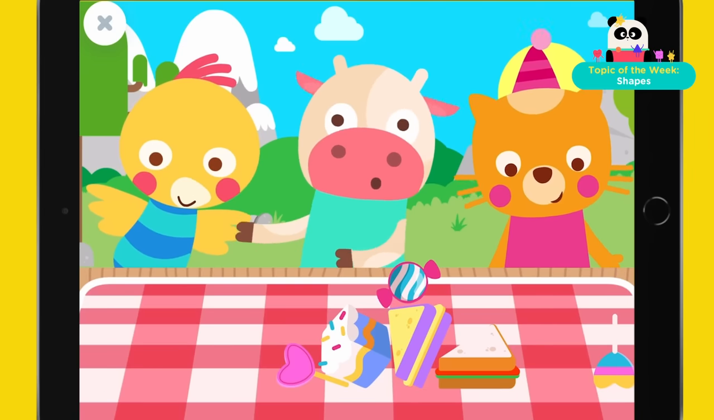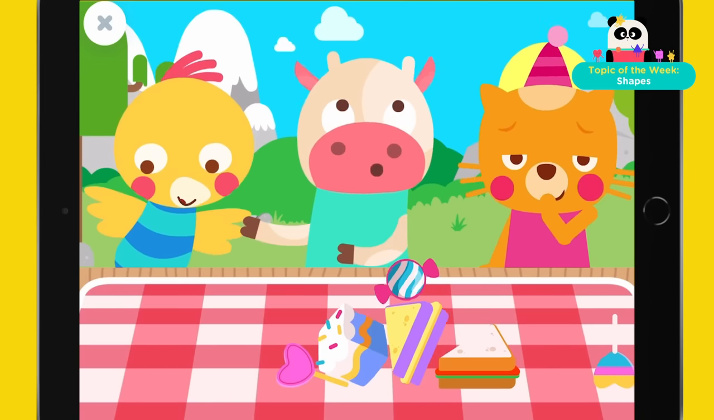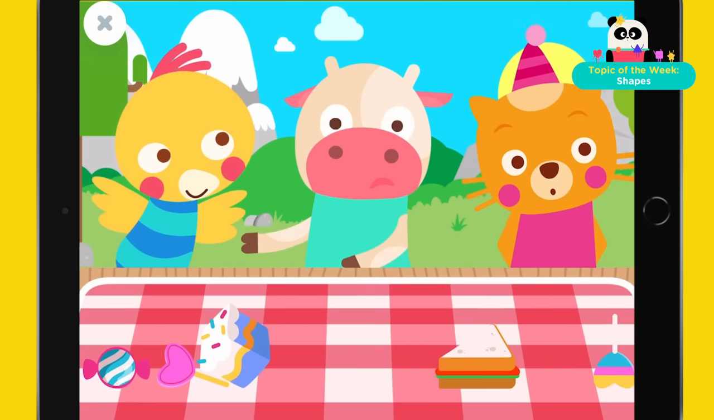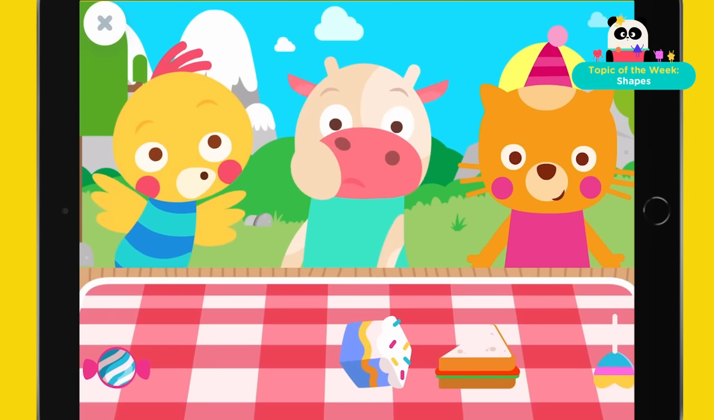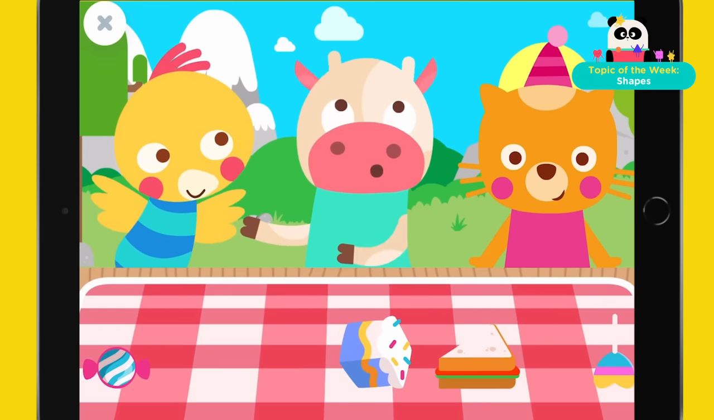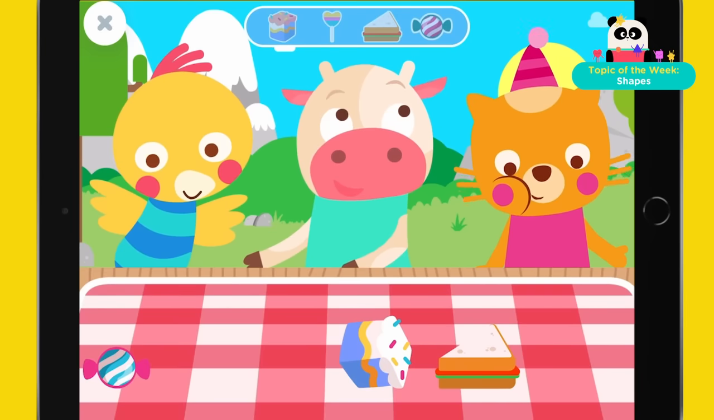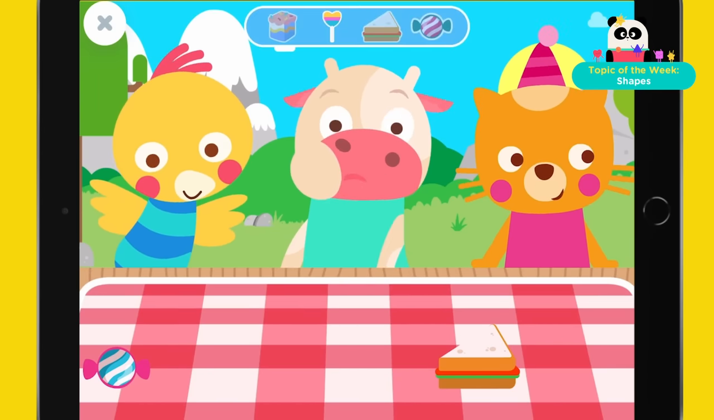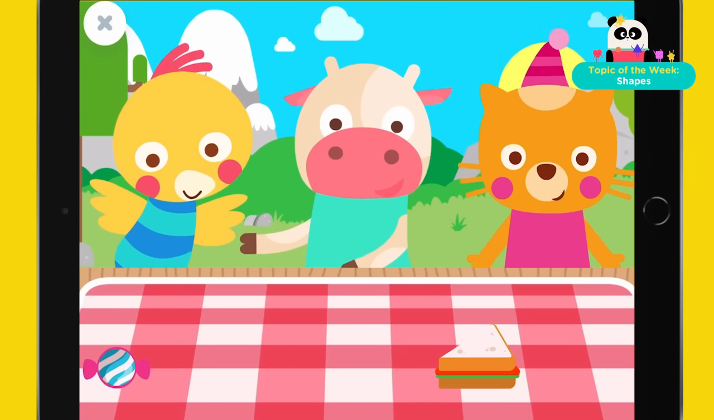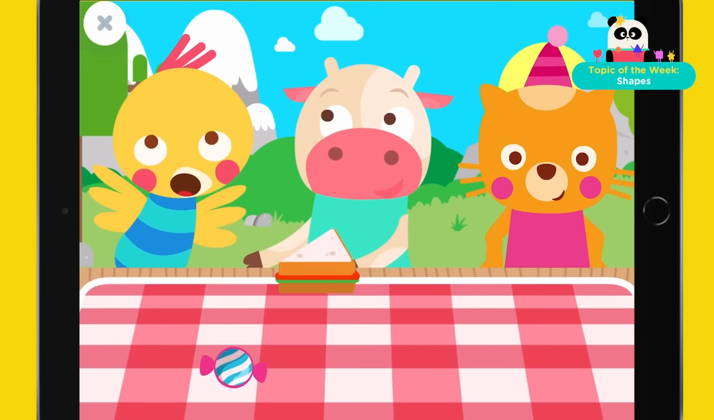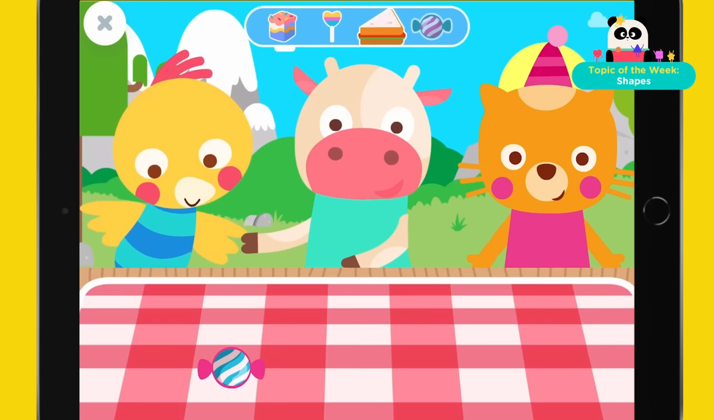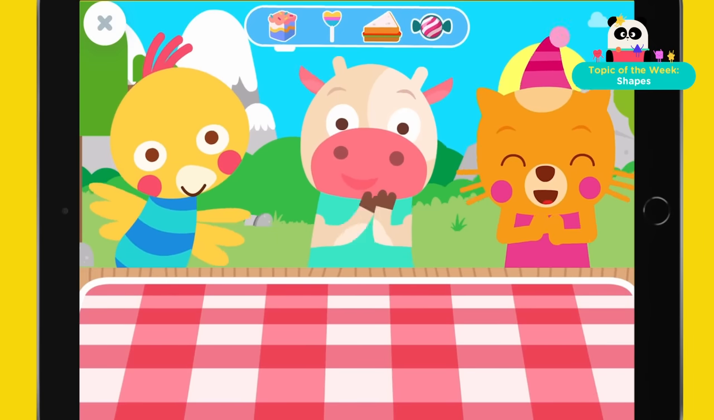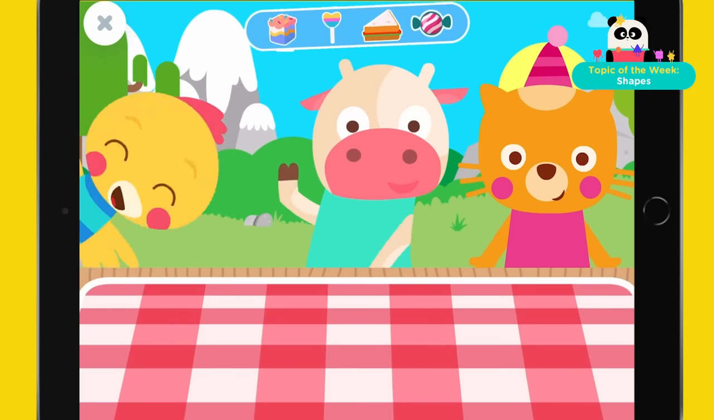Delicious, thank you. Billy wants a triangle sandwich. Delicious, thank you. Cowy wants a heart lollipop. Delicious, thank you. Lisa wants a heart lollipop. Delicious, thank you. Cowy wants a square little piece of cake. Mmm, yummy! Billy is asking for a triangle sandwich. Try again. Billy wants... Mmm, yummy! Cowy is asking for a circle candy, please. Delicious, thank you. What a fun birthday party! See you next time!